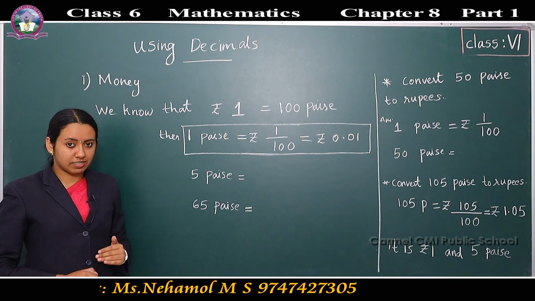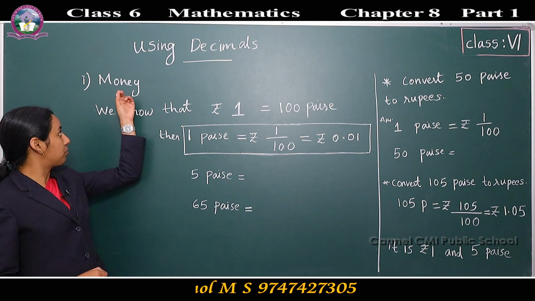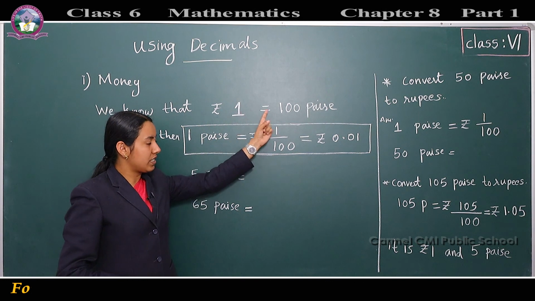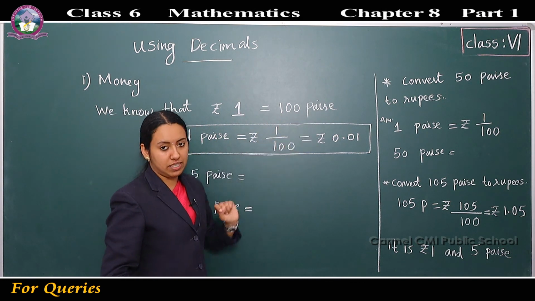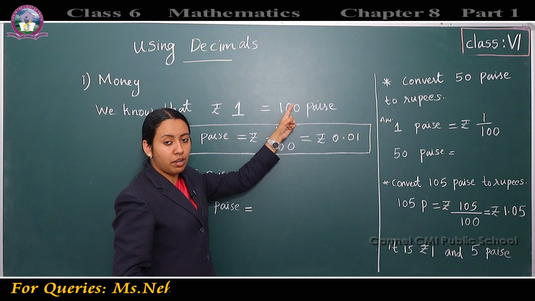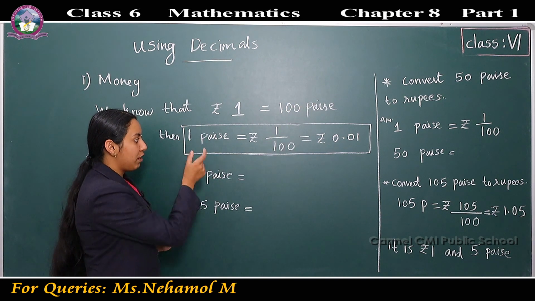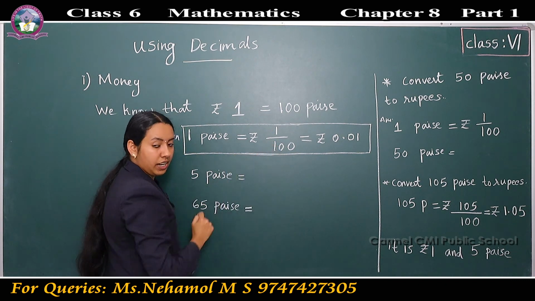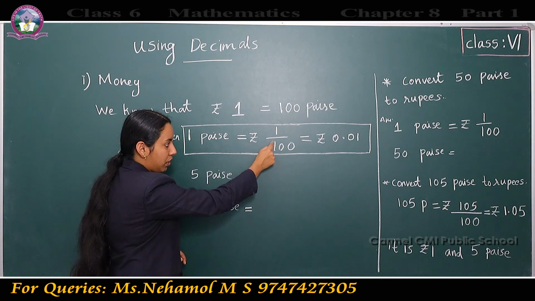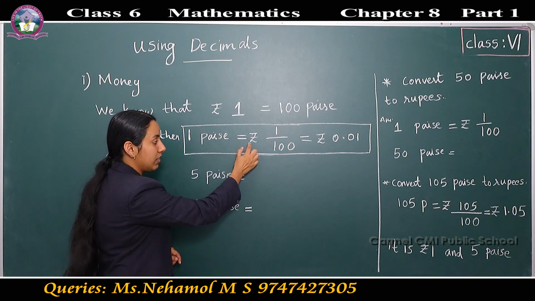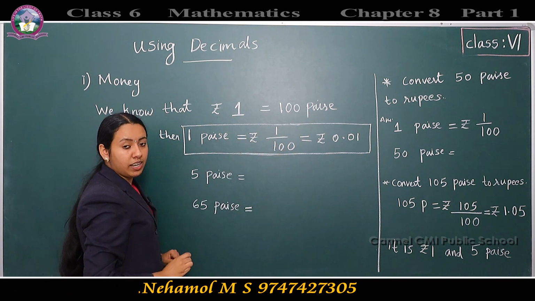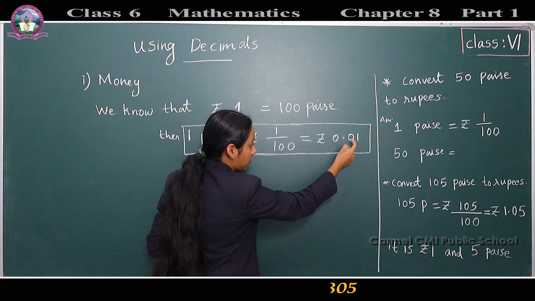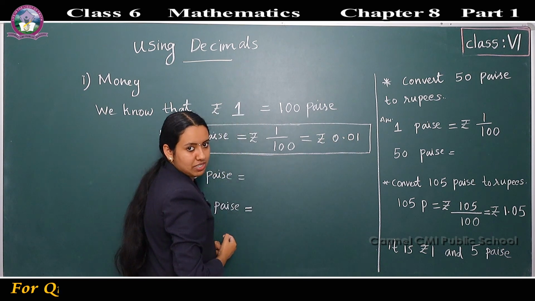Next one, using decimals. We use decimals in different fields. First one, money. We know that 1 rupee is equal to 100 paise. Then 1 paise will be equal to rupees 1 by 100. 1 by 100 means 0.01. 2 zeros, 2 decimal places.